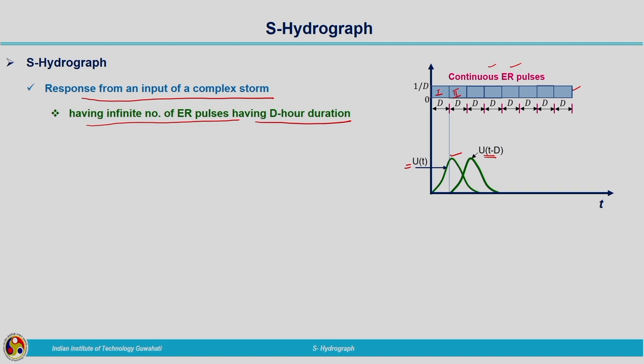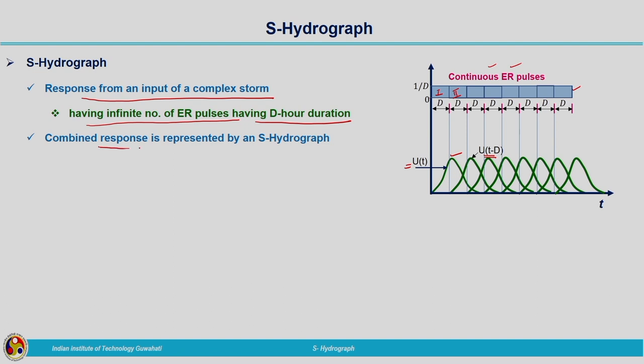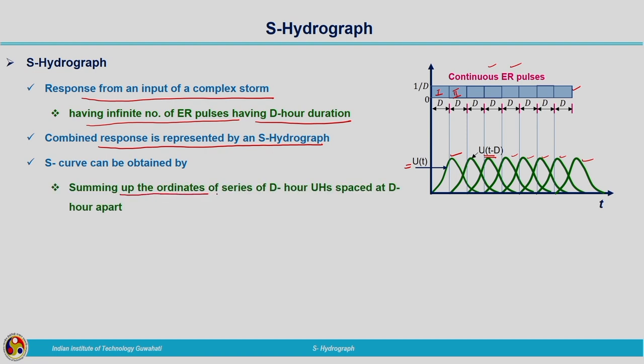In this way, we can consider n number of unit hydrographs as responses from these pulses, and plot a series of unit hydrographs as responses from these effective rainfall pulses. The combined response can be represented by an S-hydrograph. If we consider the ordinates of all these unit hydrographs, we can plot a combined response by means of the S-hydrograph. This S-hydrograph can be obtained by summing up the ordinates of a series of dr unit hydrographs spaced dr apart. These unit hydrographs are produced due to effective rainfall pulses of duration dr acting one after the other.